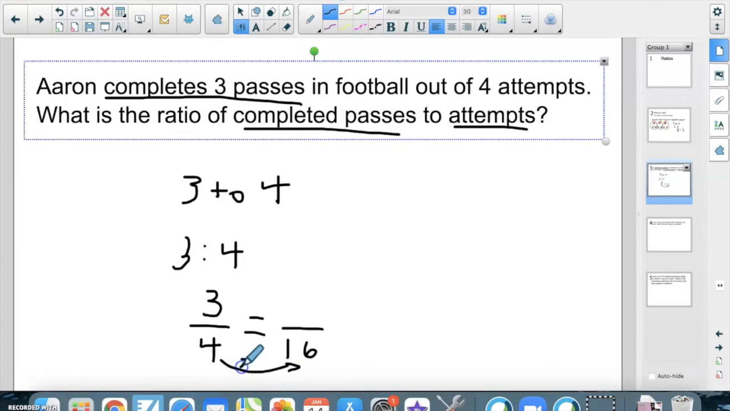Times 4. That looks like a Y. That should be a times sign. Let's see if I can get that. Okay. What you do to the bottom, we do to the top. And so 3 times 4 is 12. So if he attempted 16 passes, if he keeps this ratio up, he'll complete 12 of them.